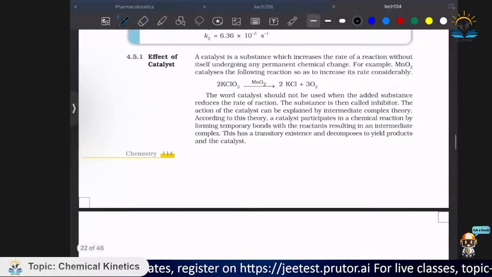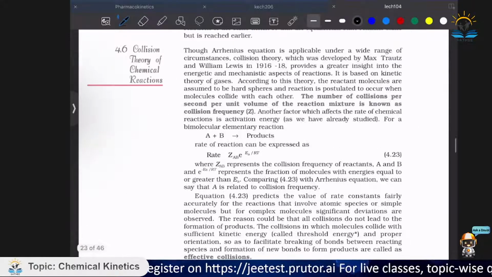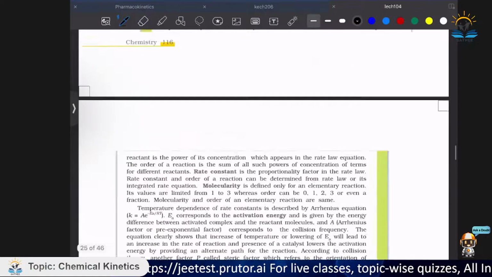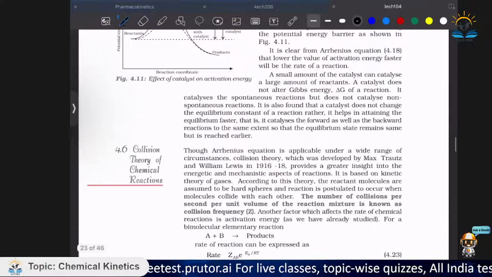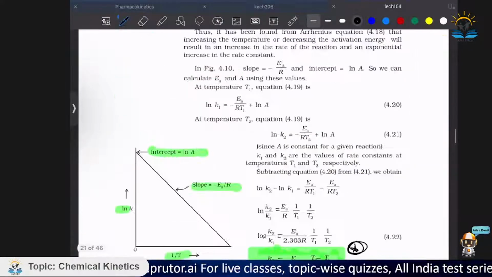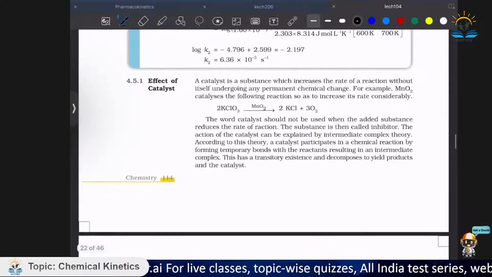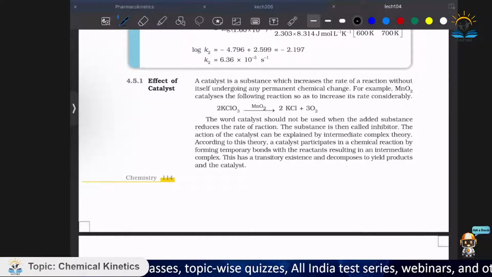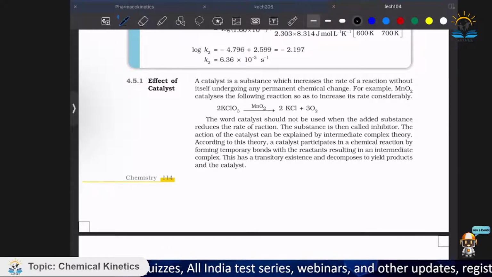Effect of a catalyst. Now we come to the theory part. We have just theories right now. We can end the chapter and then move on to the questions. Just let's finish the effect of catalyst. We all know what a catalyst does. Basically it lowers the activation energy, that we all know.